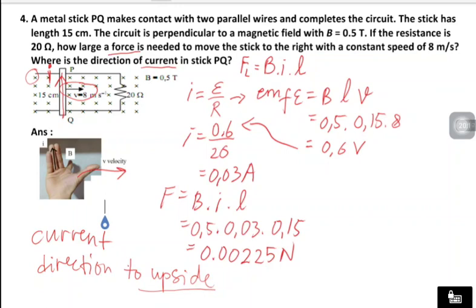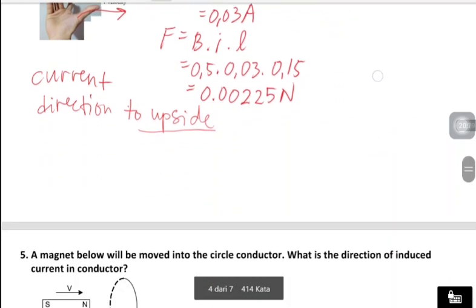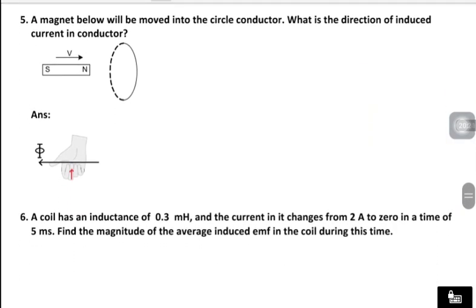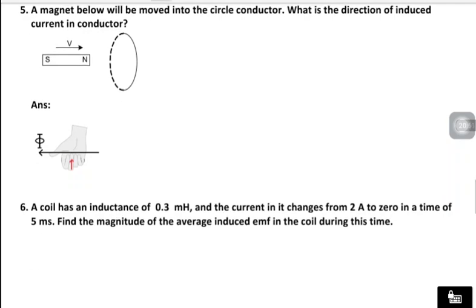Next, problem number 5. A magnet below will be moved into the circle conductor. What is the direction of induced current in the conductor? Okay, we see this magnet will be moved, become closer to the wire.